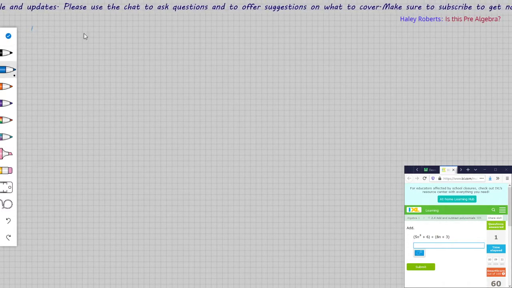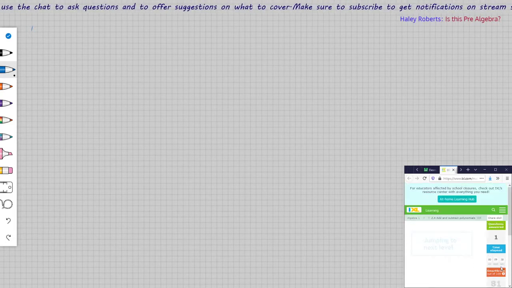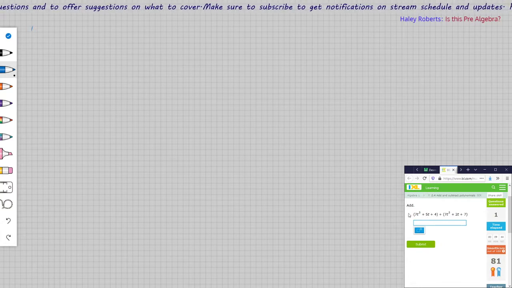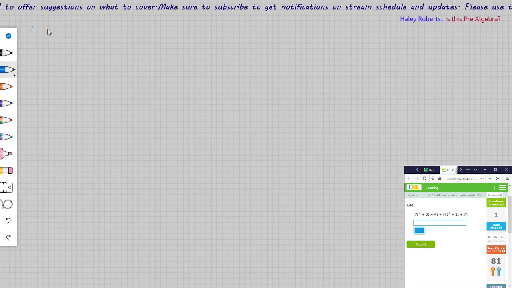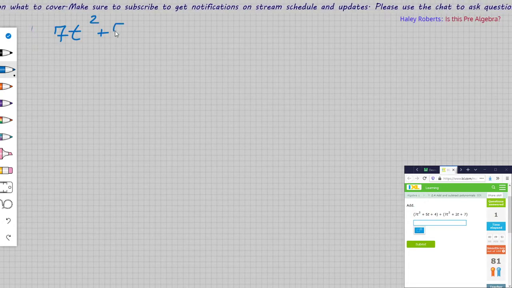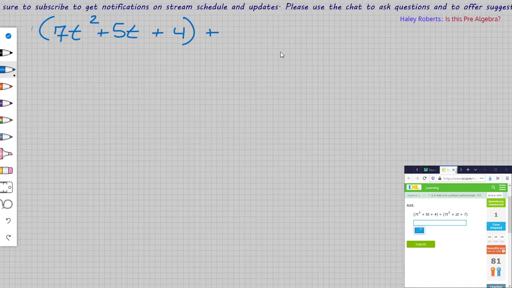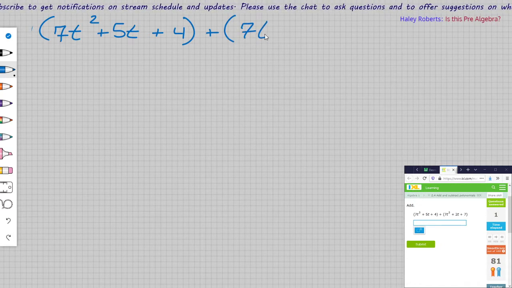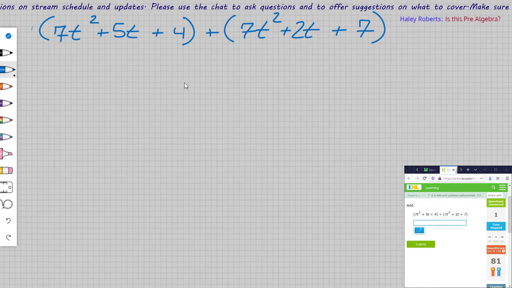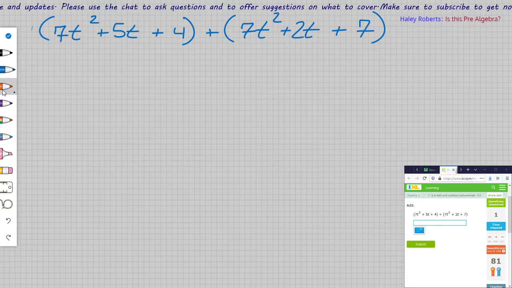Alright, so you know what, let's go ahead and just jump up another level. Alright, so we have 7t squared plus 5t plus 4. We're going to add that to 7t squared plus 2t plus 7. So this is just an addition problem. We don't have to worry about anything with changing the sign. So I'm just going to underline, in this case, the like terms as we go through them.